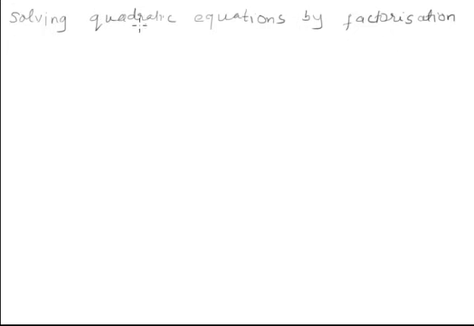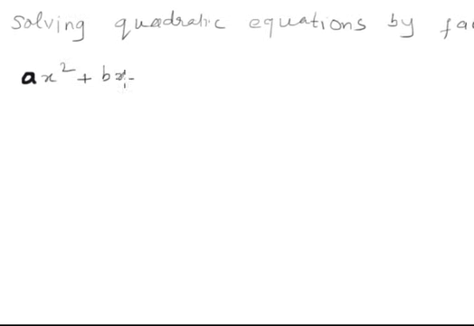Solving quadratic equations by factorization. We'll see how to solve a general quadratic equation using the factorization method. Ax squared plus bx plus c equals 0 is a general quadratic equation.